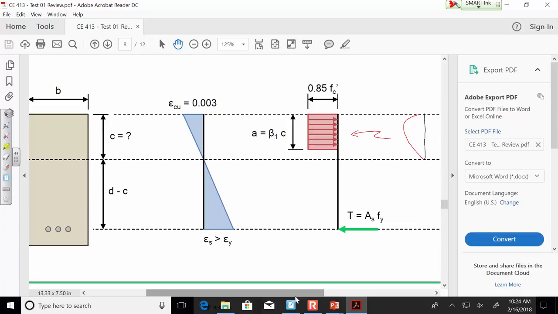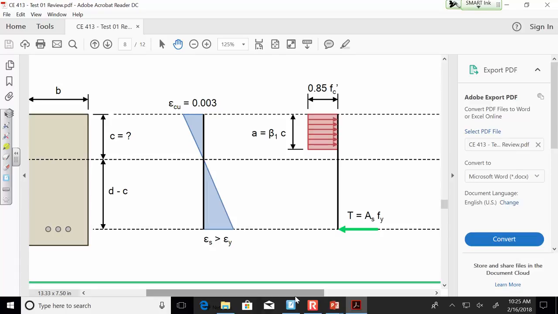So C can be defined as compression depth. Don't get confused with that though, because there's a difference between the depth of the stress block in compression and the depth of the strain region. The reason why I say depth to the neutral axis is because there's no strain at the neutral axis. It's not in compression or tension. So, does that make sense?